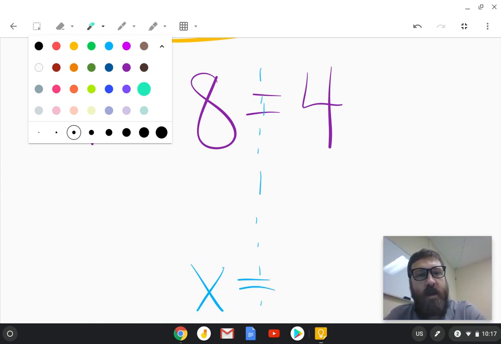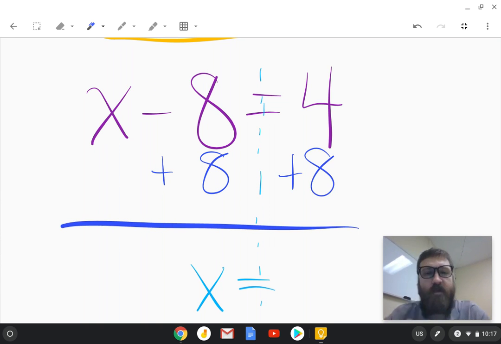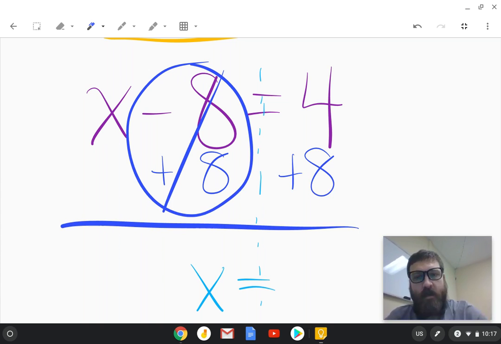And to do that, I know I have to do plus 8, because this was minus 8. So I do the opposite, plus 8, and I do plus 8 to this side as well. Again, I have to do to one side what I do to the other. So minus 8 plus 8 cancels out, leaving me with x equals 4 plus 8, which is 12.